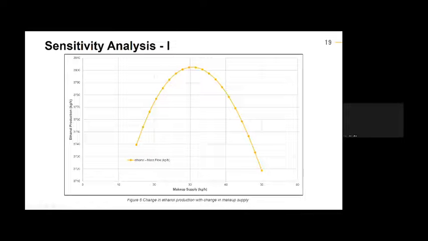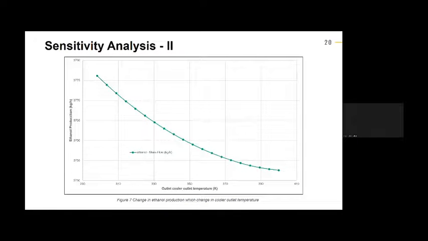I varied the makeup supply of the system. Initially the value I took was around 10 kg per hour, and then I slowly varied that value to see at what point we get maximum ethanol production. As you can see from this curve, at around 31 kg per hour supply of fresh para-xylene, we get the maximum ethanol production. Even though it might be just 50 kg per hour more than what was there originally in the system, mind you, this is per hour, and refineries and petrochemical complexes run for the entire year. So that's a significant production increase that we get from this.